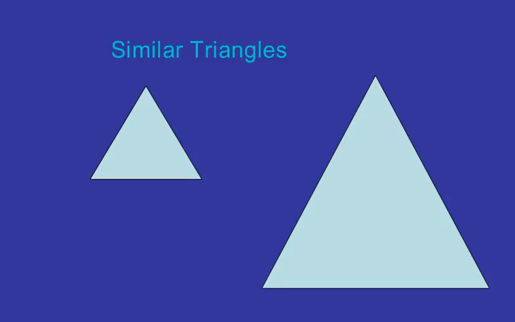Similar triangles have equal angles, therefore they're proportionate to each other. And remember that when a line is placed parallel in a triangle, it creates two similar triangles.